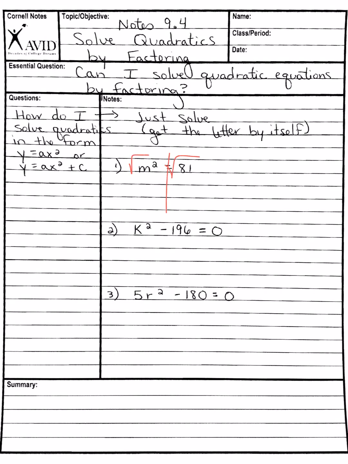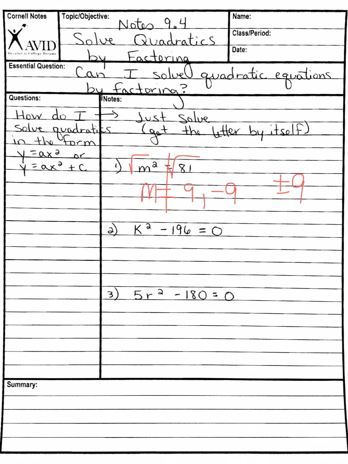Square root both sides. Don't forget that we can technically have 2 answers when we take the square root. I went through the why behind that in our last video. This would be positive 9 and this would be negative 9. Now we can write this in a little shortcut way as plus minus 9. That means positive and negative 9. I like to write 2 answers out so I know that there's 2 answers.